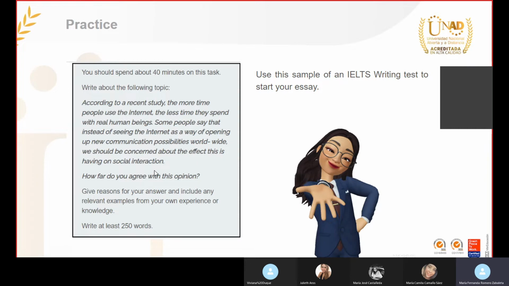Okay, so the topic says, according to a recent study, the more time people use the internet, the less time they spend with real human beings. Some people say that instead of seeing the internet as a way of opening up new communication possibilities worldwide, we should be concerned about the effect this is having on social interaction. How far do you agree with this opinion? If you want, you can give me an answer now, just to have a storm of ideas.